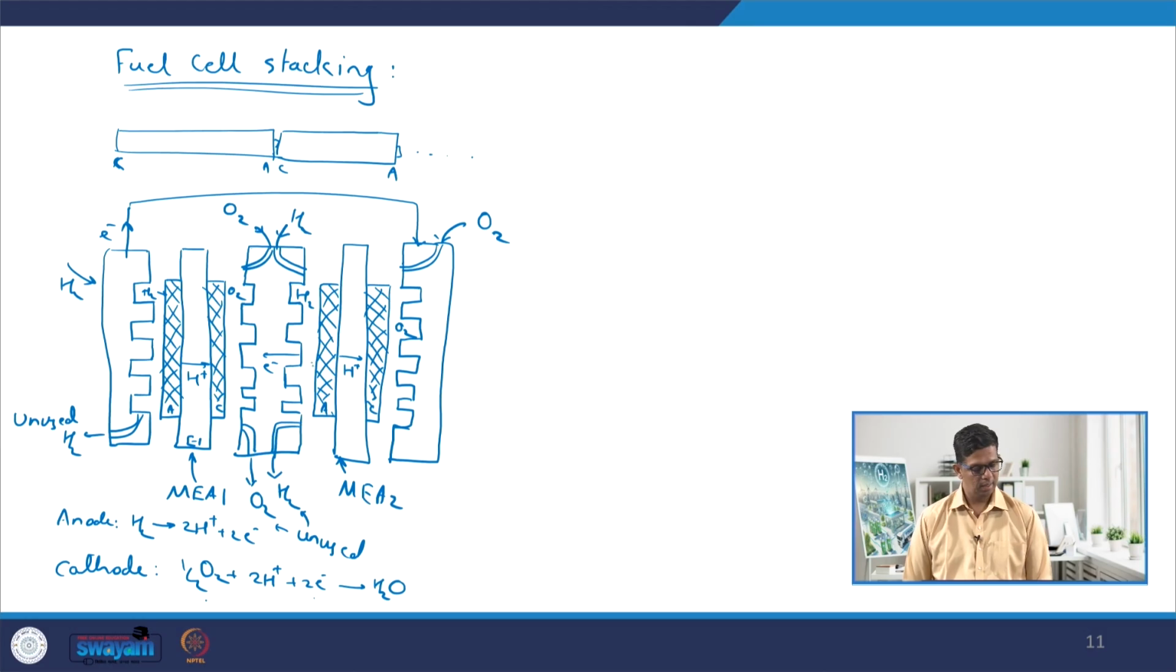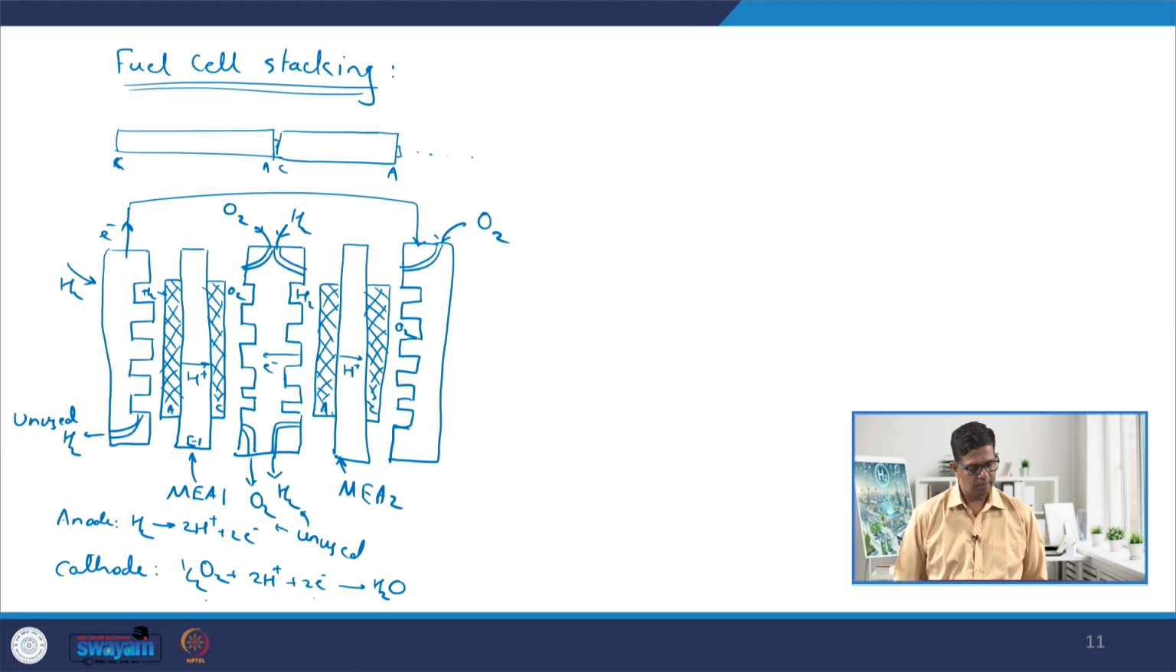gets kick started, we have these protons, they travel through the electrolyte and reach the cathode of the second cell, whereas the electrons that are generated will travel back through the bipolar plate and reach the cathode of the second cell, sorry, the first cell, and that is how the electrical requirement of the cathodic reaction gets completed.